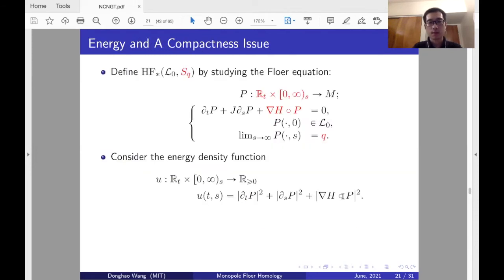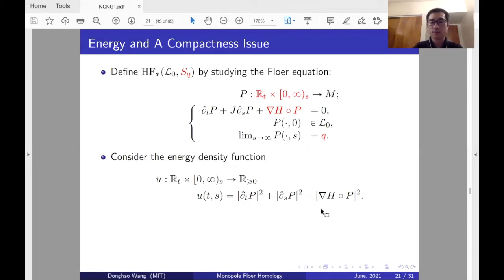To this end, I have to introduce the energy density function. So let's work with this upper half plane model. Then the energy density function associated to such a solution is a function defined on the upper half plane. And it's simply defined as a sum of a few L2 terms. So here we see the derivatives of P and the square of lambda h.